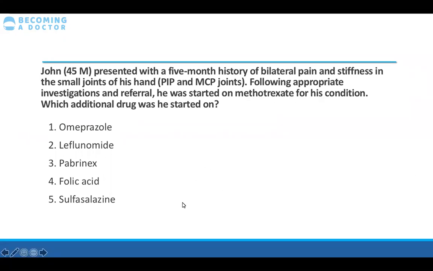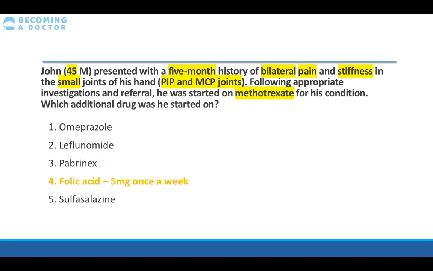So we've got the majority of votes for folic acid, and then we've got 1 vote for sulfasalazine. So that is right, the correct answer is folic acid. But let's just go through why it's the right answer. From the history, I'm hoping that you came to the diagnosis of rheumatoid arthritis. The 45-year-old male has a 5-month history, so it's relatively long.